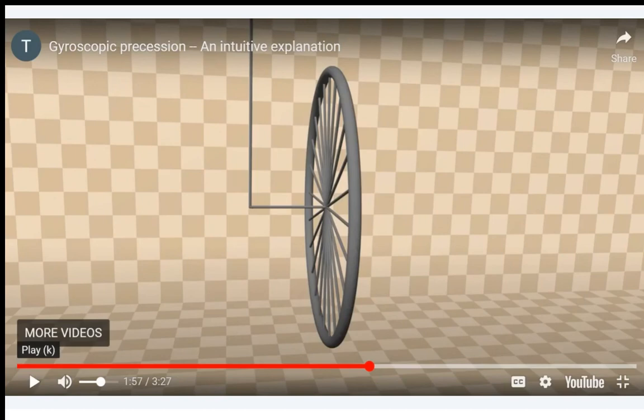So let's try the same example. Now they are giving it with a bicycle wheel. They are just correlating this bicycle wheel example with the planet and satellite example.